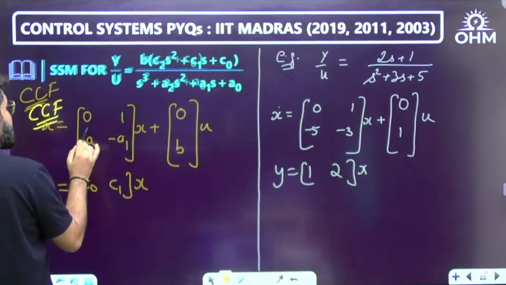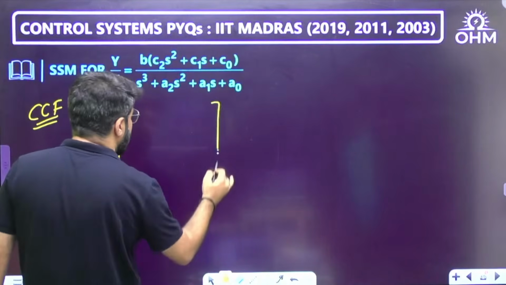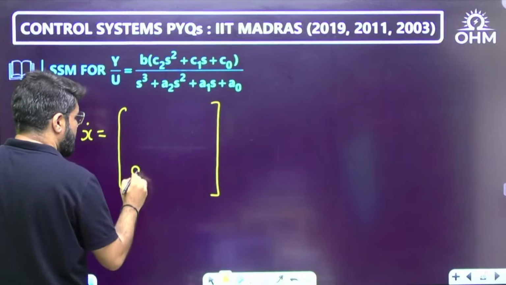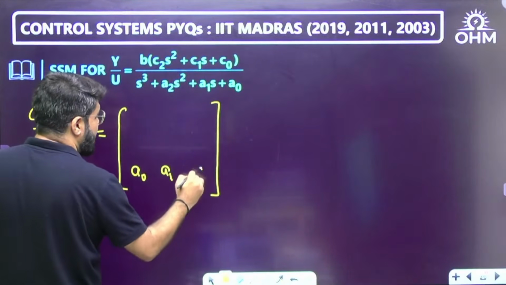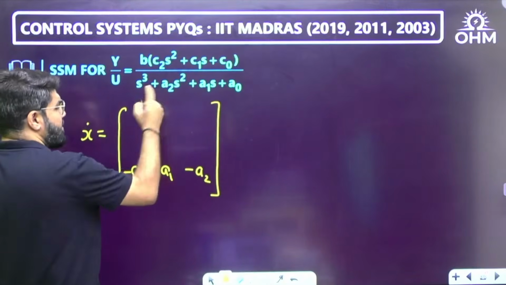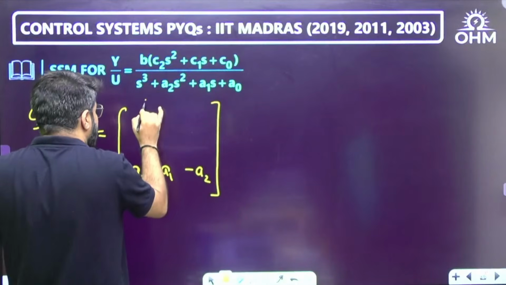Like first row was 0. I'll rather start with the last row. Last row has the fixed pattern. Okay, start with the constant of the denominator. Okay, A naught, then reverse A1 and A2. But I told you this has to be with sign change. So minus A naught, minus A1, minus A2. Done. Okay, now see, what are the entries above?